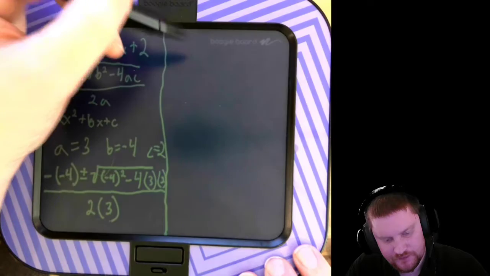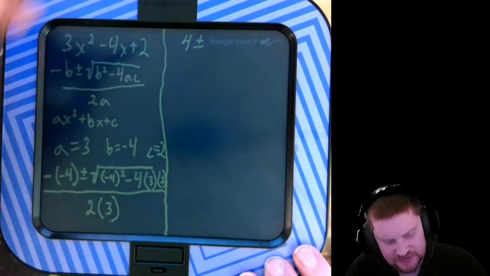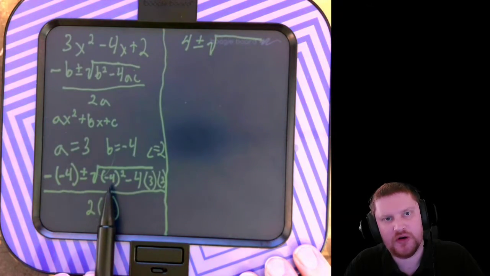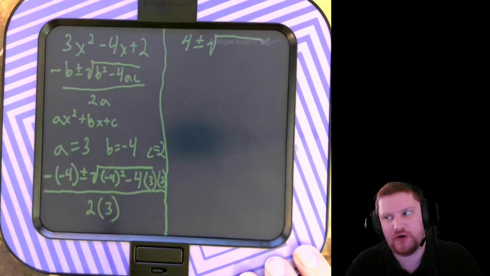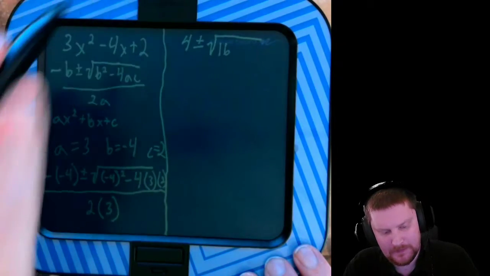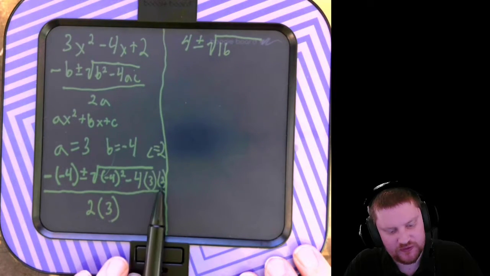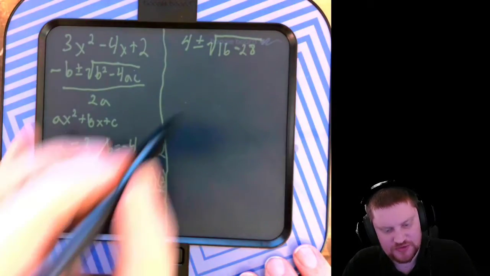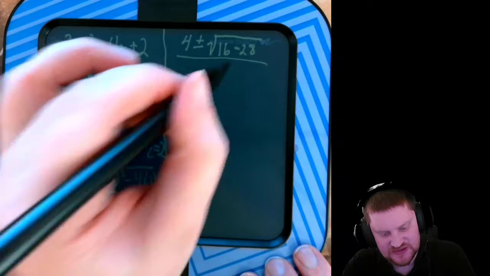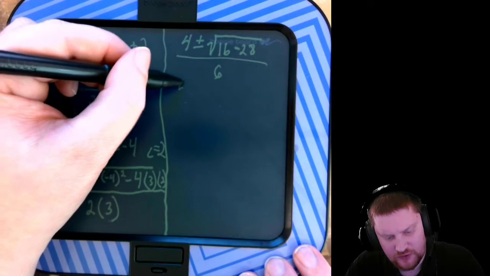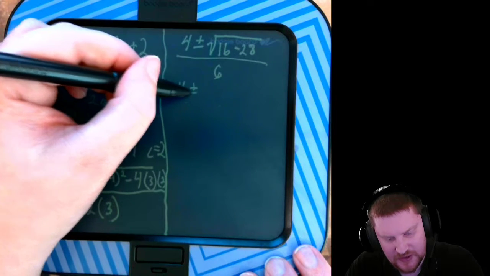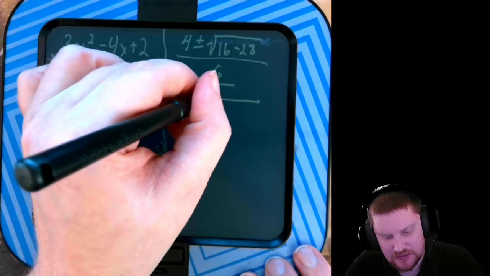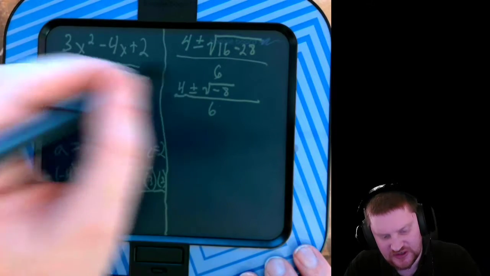Negative negative 4 is just 4 plus or minus the square root. Negative 4 squared, so negative 4 times negative 4, that's 16. 4 times 3 is 12, times 2 is 24. 2 times 3 is 6. So 4 plus or minus the square root of 16 minus 28 is negative 8 over 6.